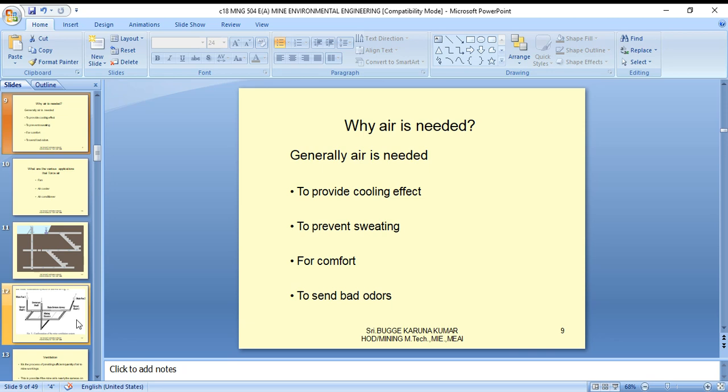Next. Similarly, when you enter into an AC room, you feel very comfortable. So the cooling effect is there. Not only that, any odor or gases are also removed. For which the basic element is air. So air is essential for this general purpose.